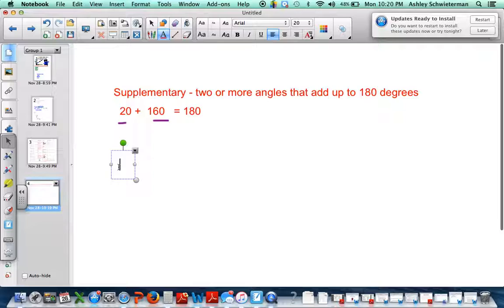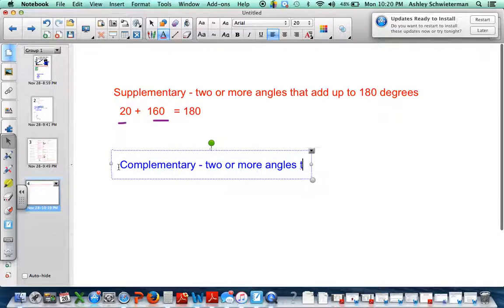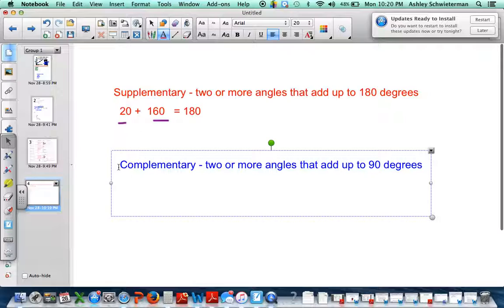Complementary means two or more angles that add up to 90 degrees. So 30 and 60 are complementary angles.